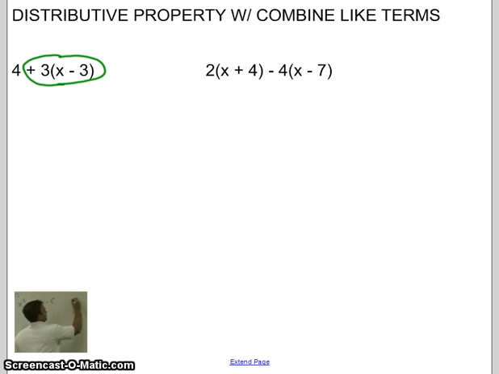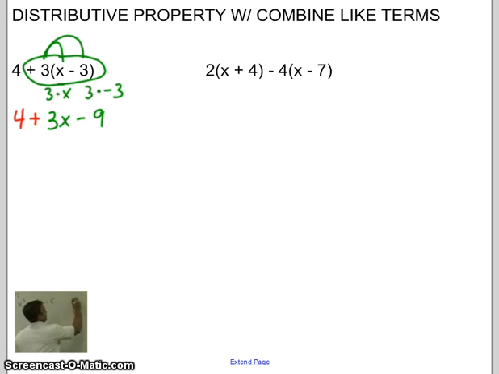So we have 3 times x, and then 3 times negative 3. Well, that's going to be 3x, and then 3 times negative 3 is negative 9, minus 9. Alright, then we have this 4 still, and we're not multiplying the 4, we're adding it. Okay? We're combining it to the rest of the problem.